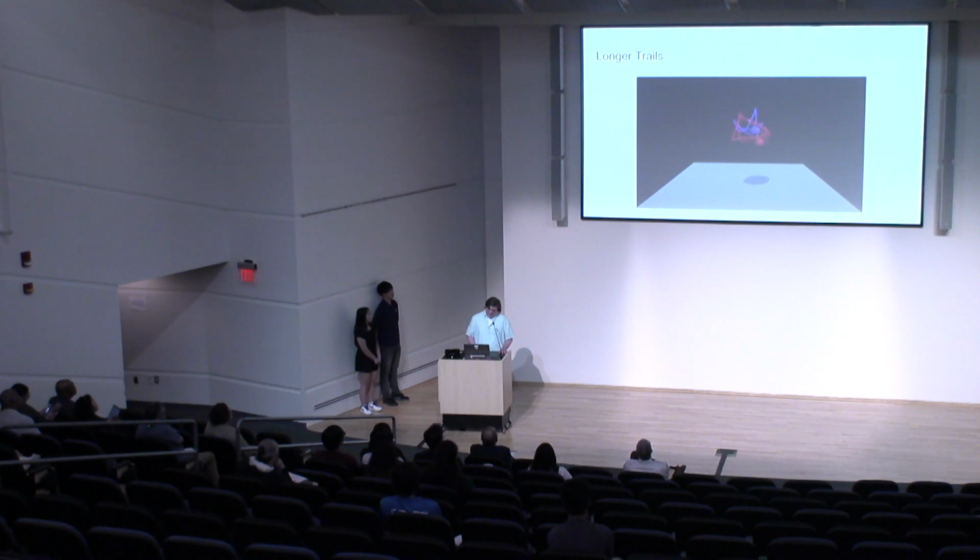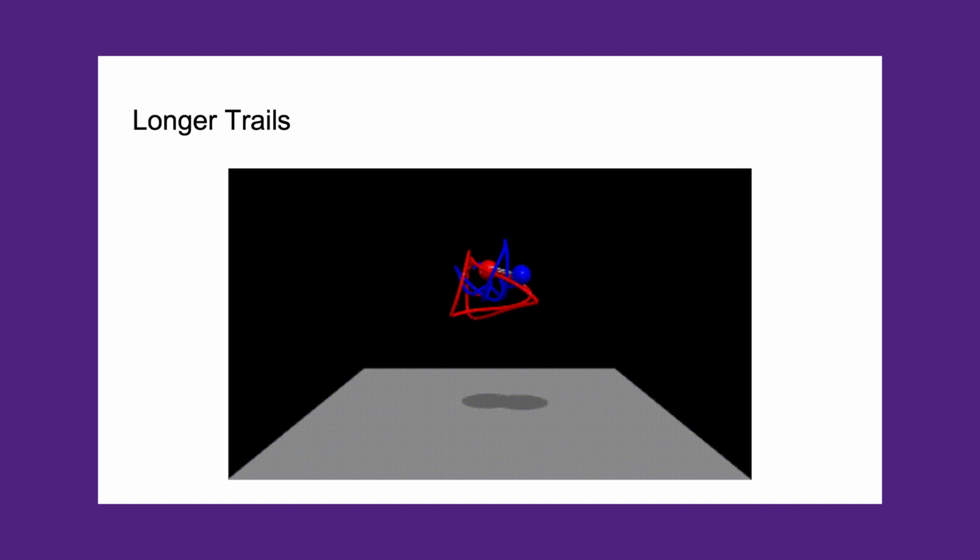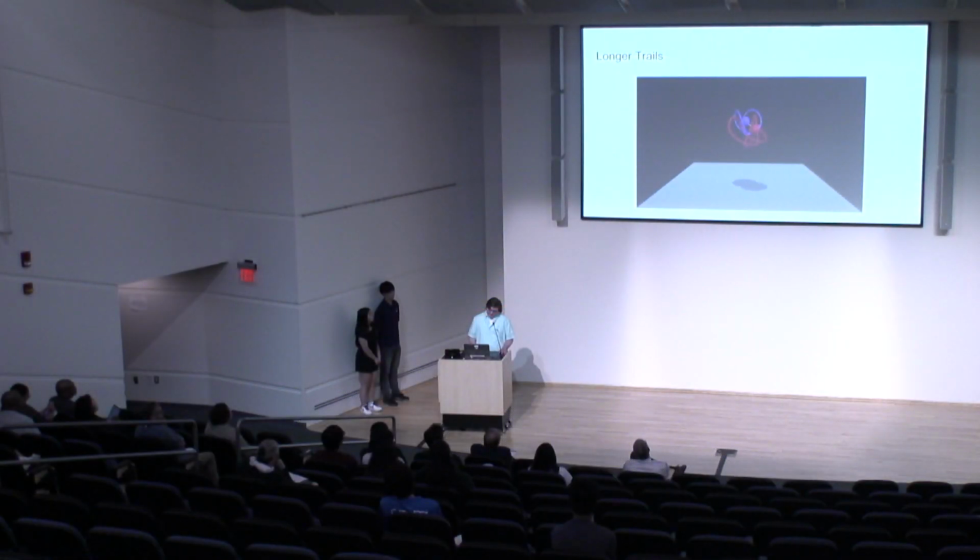Here we have the same slow movement, but this time with longer trails. This makes it a lot easier to see the path of both the pendulums and to fully visualize the chaos that they exhibit.